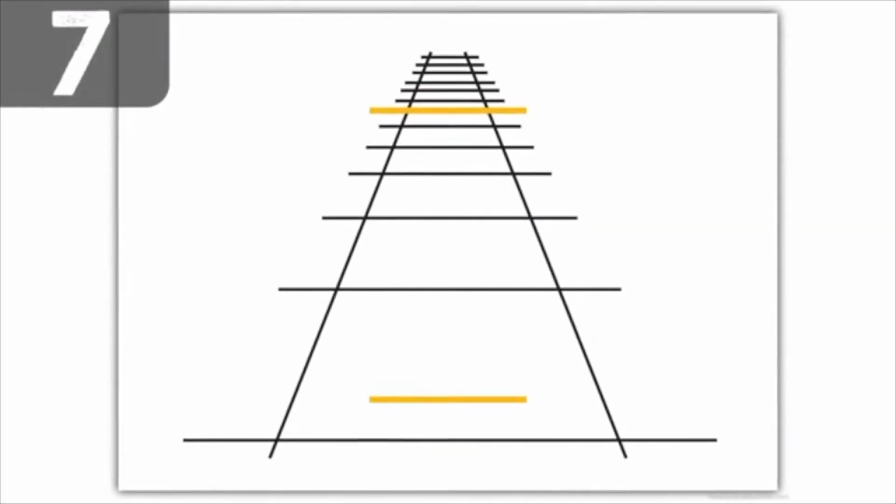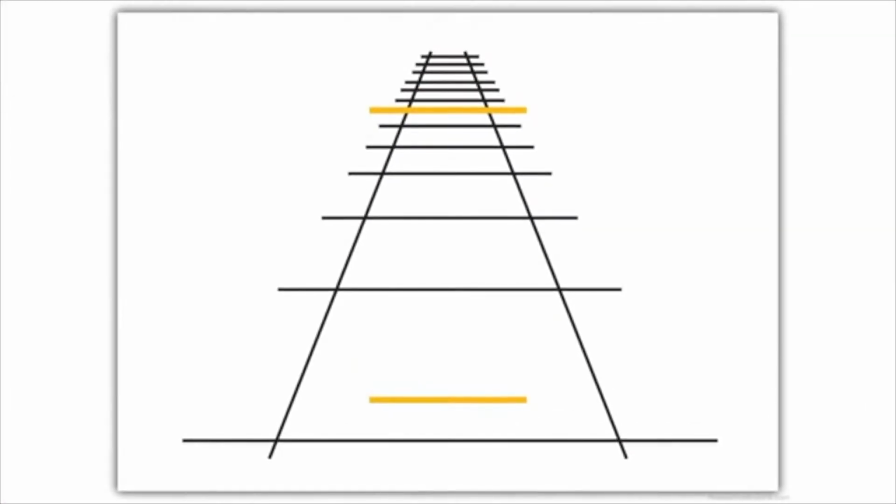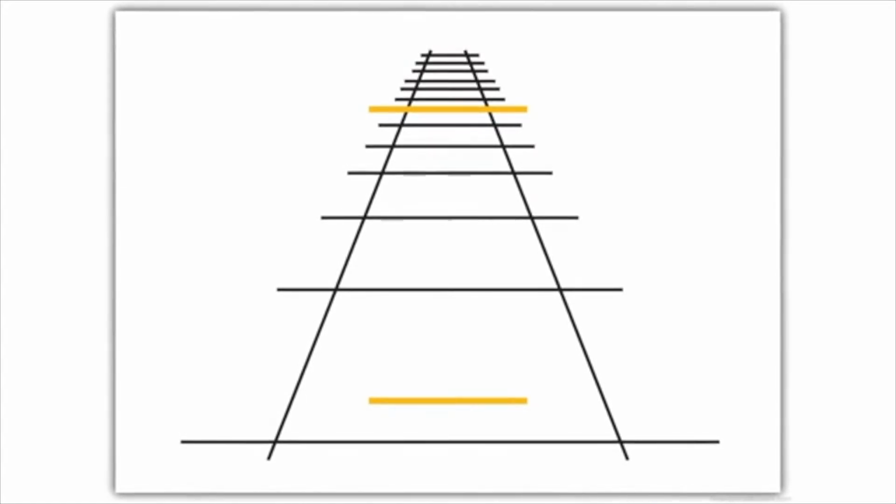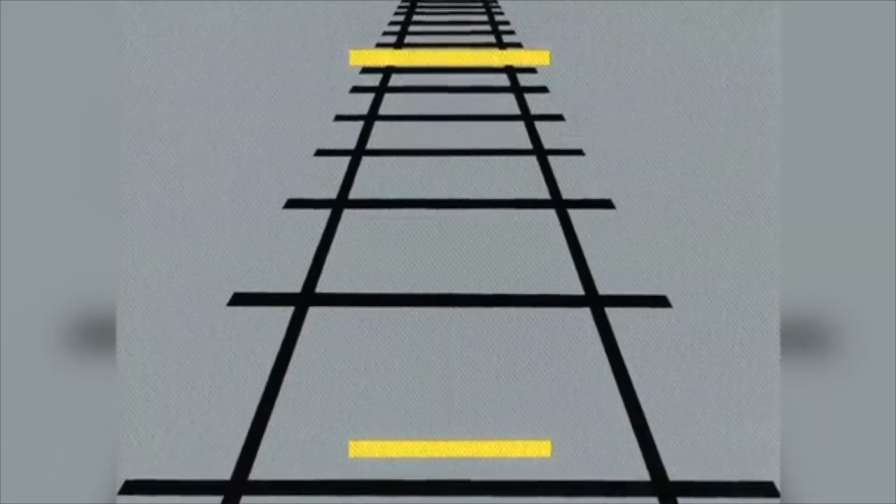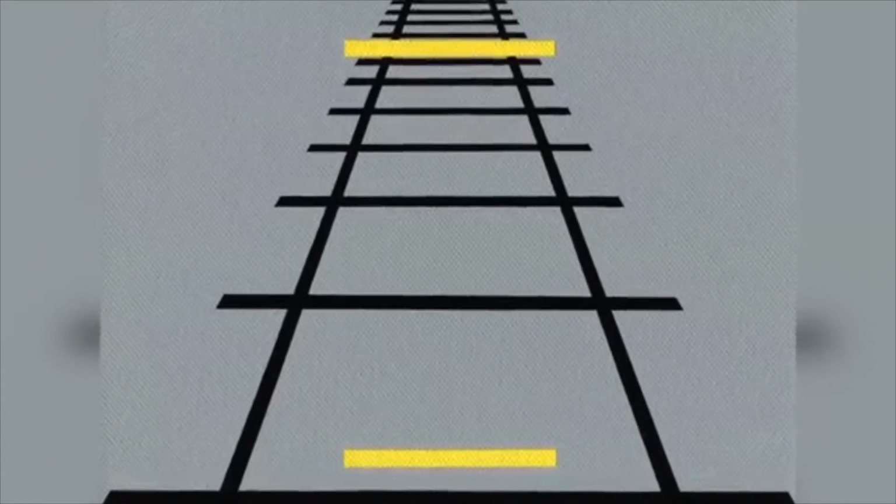Number 7. The Ponzo illusion. In this popular optical illusion, called the Ponzo illusion, 2 lines that are the same length appear to be different lengths. The line that is closer appears to be shorter than the line that is further away.